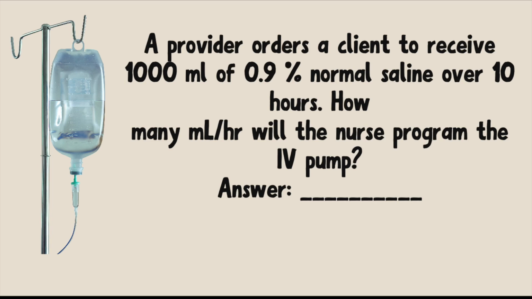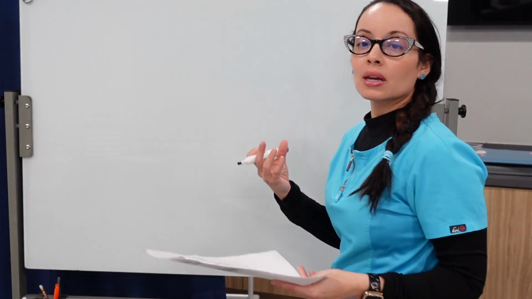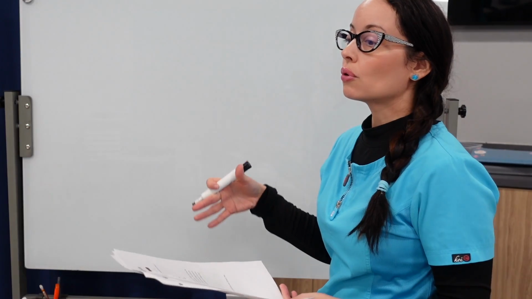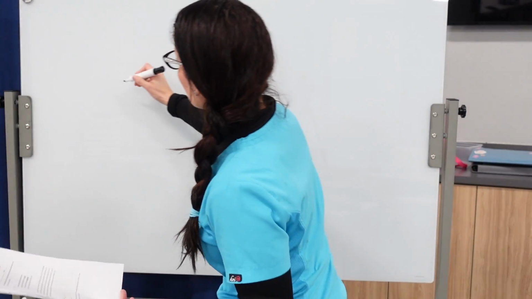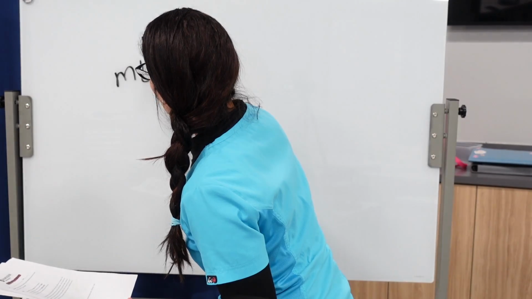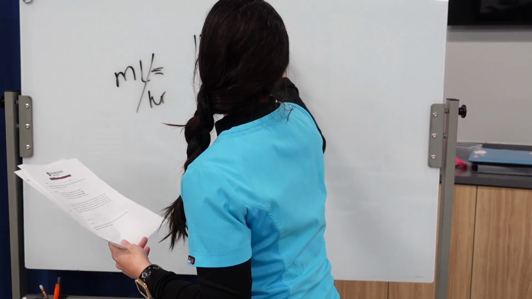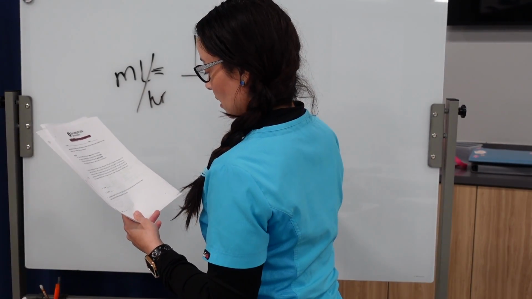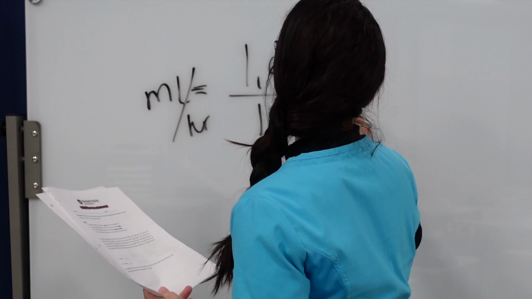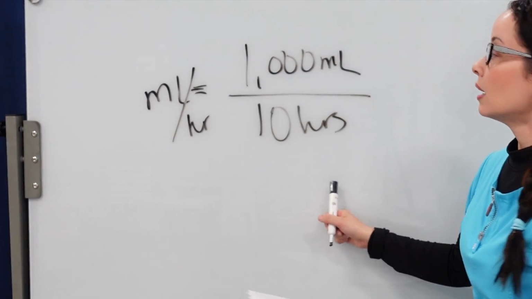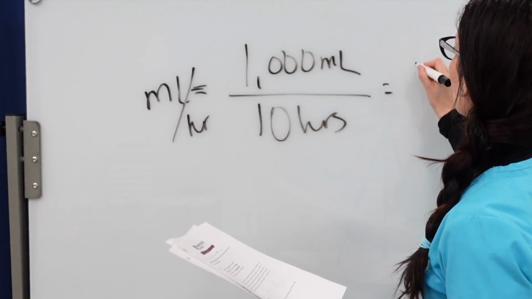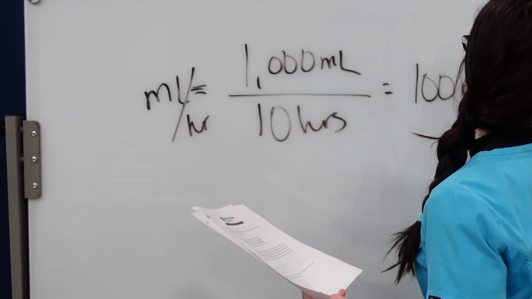How many milliliters will the nurse program the IV pump? This one is very simple. They give us a 1000 mL bag. How long is it going to take for it to infuse? So what are we going to set the pump to? They say it needs to infuse over 10 hours. So we're looking for milliliters per hour equals 1000 milliliters over 10 hours. It's already in the units that we are looking for. When you divide this, you get 100 milliliters per hour.